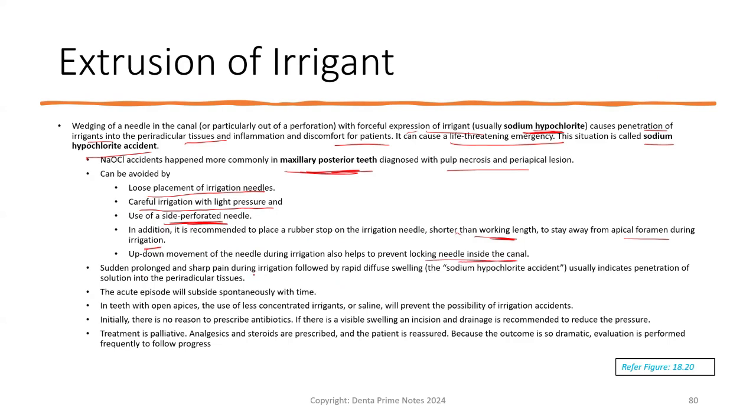Sudden, prolonged and sharp pain during irrigation followed by rapid diffuse swelling usually indicates penetration of solution into the periradicular tissues. The acute episode will subside spontaneously with time. In teeth with open apices, use of less concentrated irrigant or saline will prevent the possibility of irrigation accidents. Initially, there is no reason to prescribe antibiotics. If there is a visible swelling, an incision and drainage is recommended to reduce pressure. Treatment is palliative, analgesics and steroids are prescribed, and the patient is reassured because the outcome is so dramatic. Evaluation is performed frequently to follow progress.